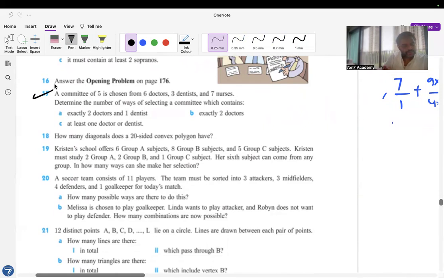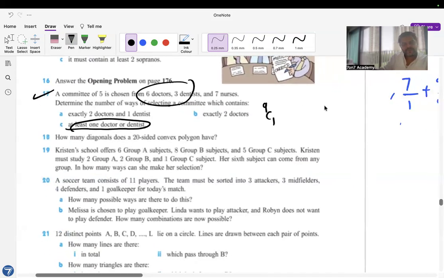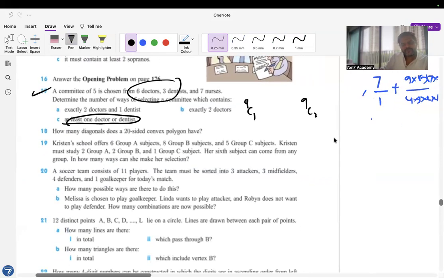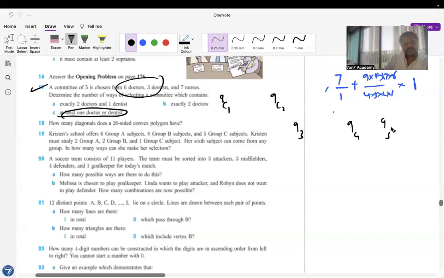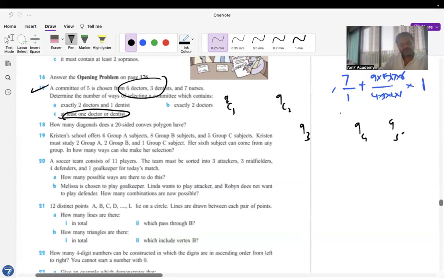Exactly 2 doctors and one dentist. So it's fine. Exactly 2 doctors, that is our formula. At least one doctor or dentist: when you say at least one doctor or dentist, you combine these two. So out of 9 you have to select at least one. So 9C1, and for a committee of 5, you can have 9C2, then 9C3, 9C4, 9C5.